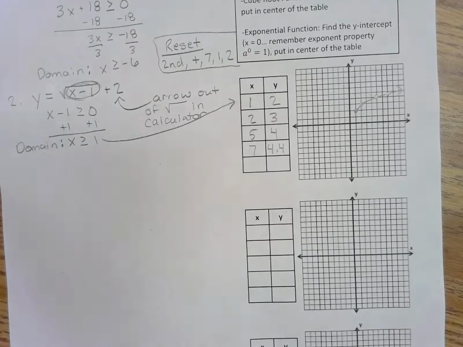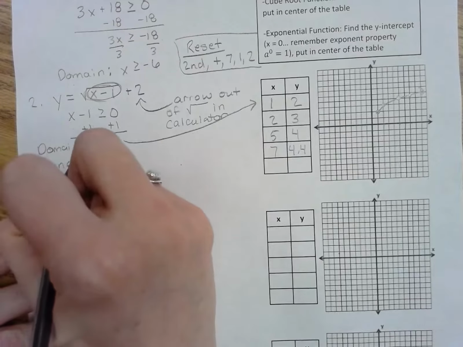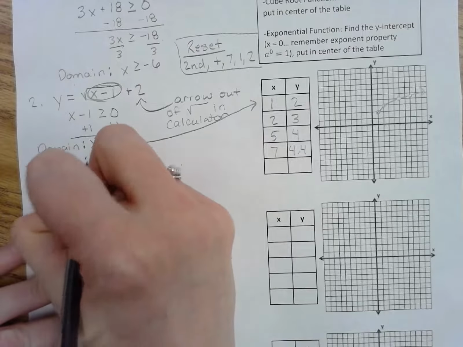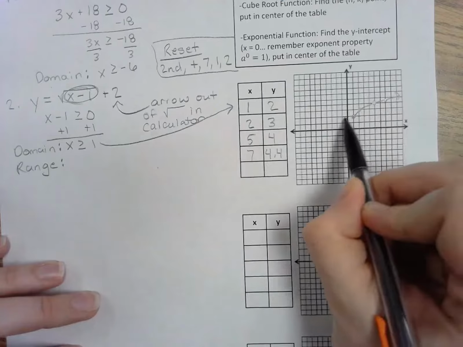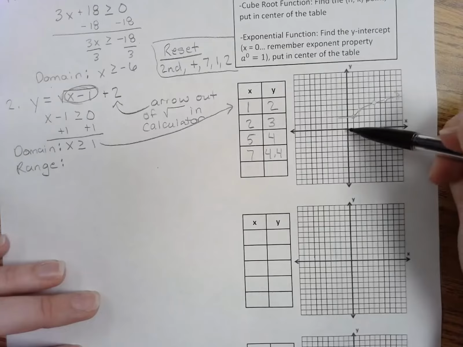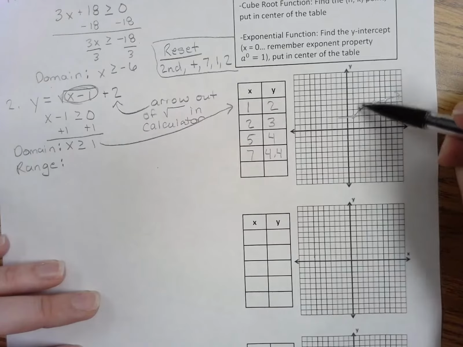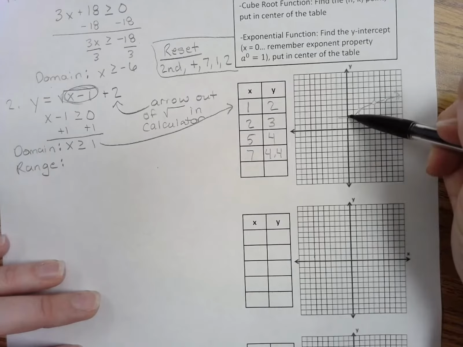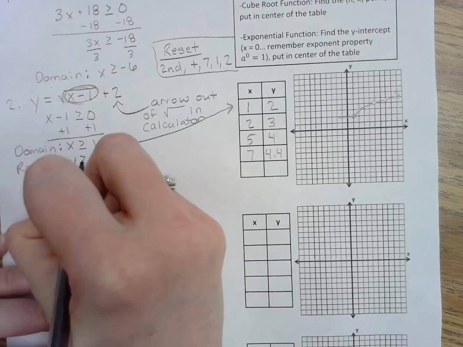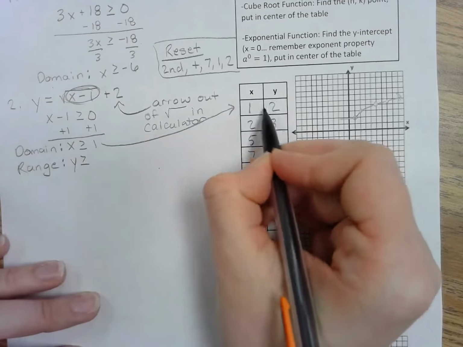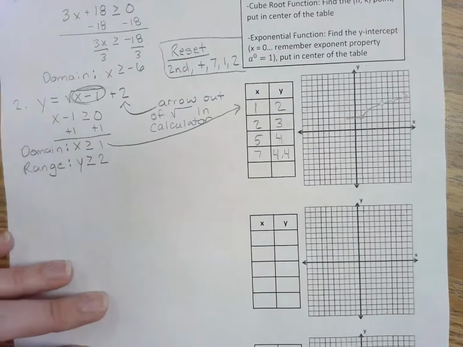Let's go ahead and talk about the range since we have our domain already. The range is the y values. So in this graph, notice your y values only start here at positive 2. And when we look at this graph, all of our y's will be greater than that 2. So we'll say that y is greater than or equal to, because it did have a point at 2, greater than or equal to 2.